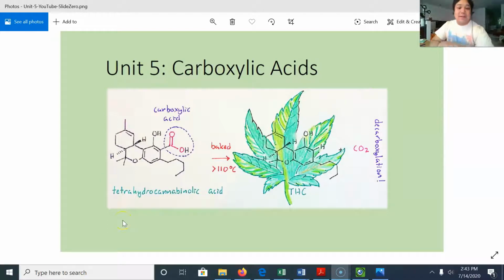Hi everyone. Let us move on to Unit 5, carboxylic acids. Thus far, what are the oxygen-containing molecules we've seen? We've seen alcohols, ethers, epoxides. We were able to oxidize alcohols to aldehydes and ketones. We do have one example of a carboxylic acid, and we saw that by oxidation of a primary alcohol.